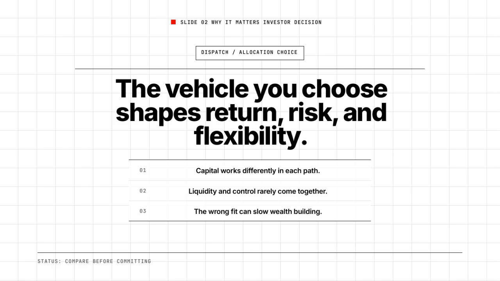First, capital behaves differently depending on the path you take. Each option offers unique opportunities and challenges. Second, it's important to recognize that liquidity and control rarely happen together. You often have to prioritize one over the other.